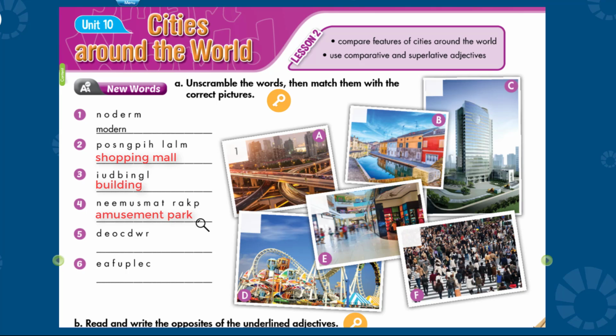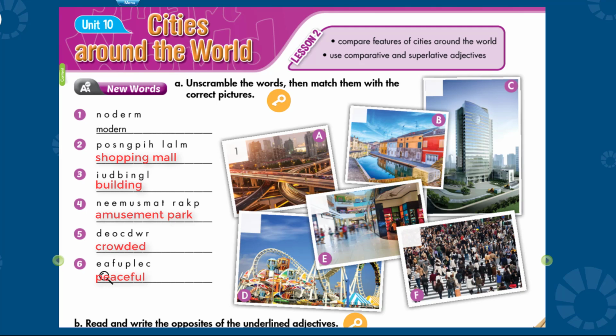Number 5, we have the letters D, E, O, C, D, W, R. Which word in here? Crowded, right? Crowded. Tính từ đông đúc. Very good. And the last one, number 6, we have the letters E, A, F, U, P, L, E, C. So here, which word is here? Peaceful, right? Peaceful. Adjective. Tính từ yên tĩnh.